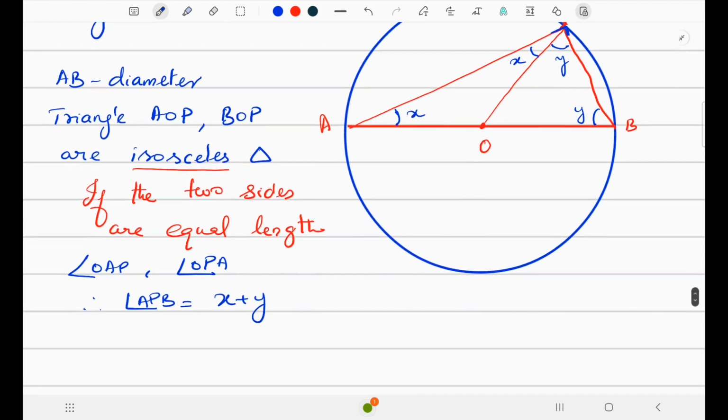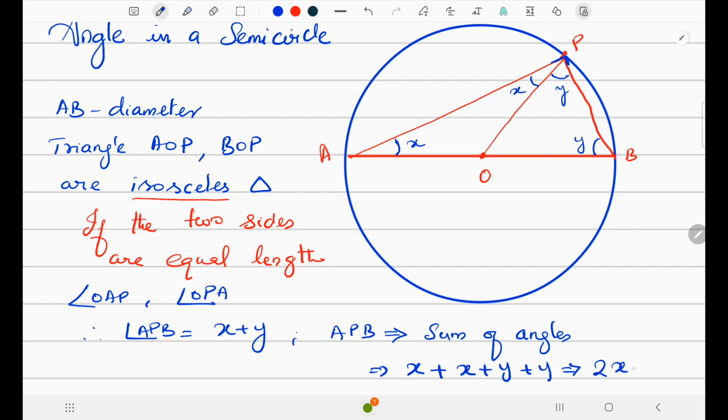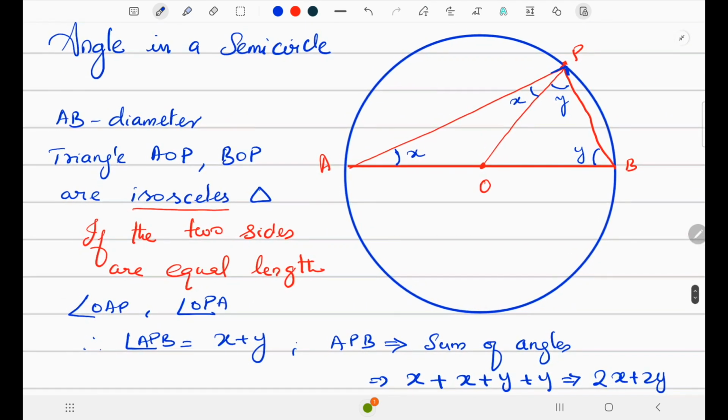If you take the triangle APB, in this triangle, the sum of angles: angle at A is x, angle at B is y, and angle at P is x plus y. We can say 2 times x plus 2 times y, or taking a common factor, 2 times (x plus y). So the sum of the internal angles of the triangle APB is 2(x plus y).